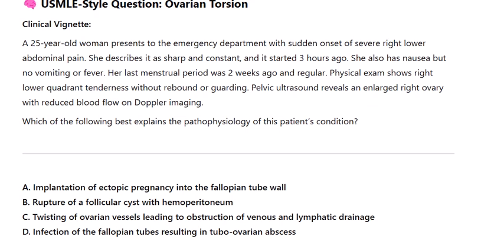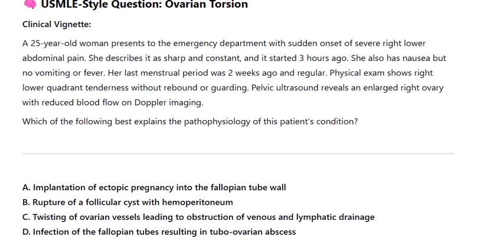Pelvic ultrasound reveals an enlarged right ovary with reduced blood flow on Doppler imaging. Which of the following best explains the pathophysiology of this patient's condition? A. Implantation of ectopic pregnancy into the fallopian tube wall.